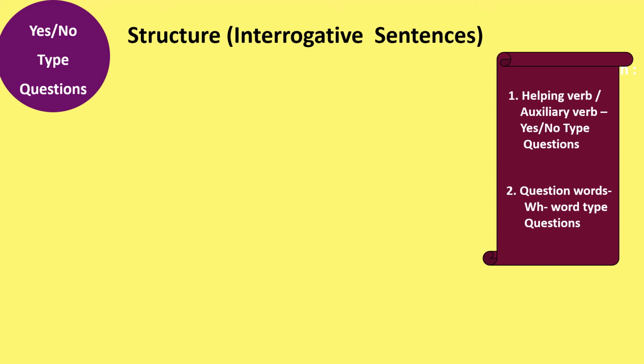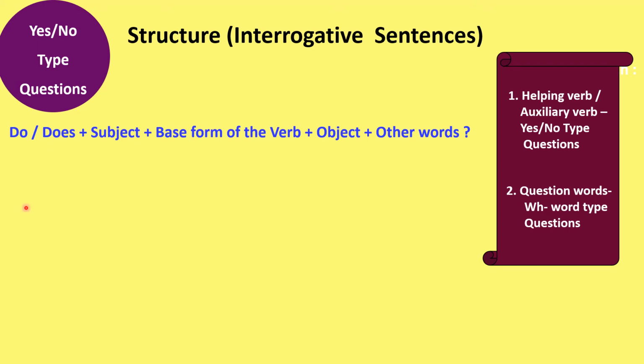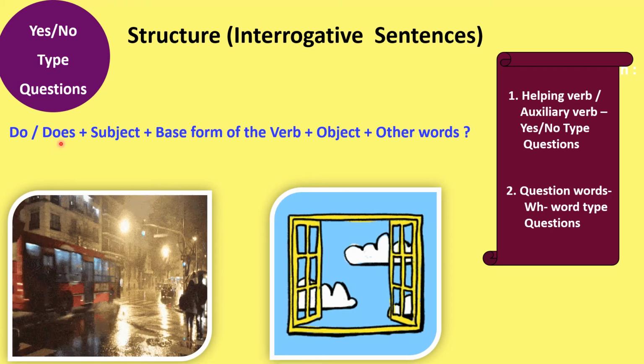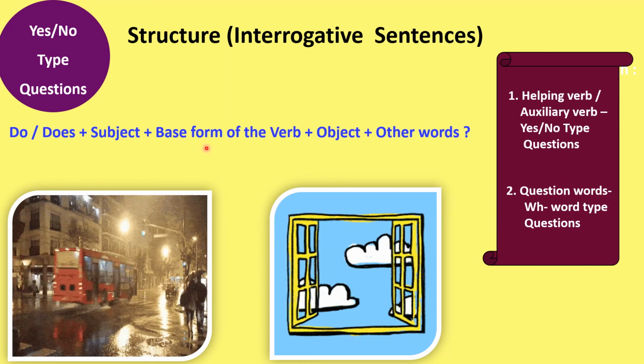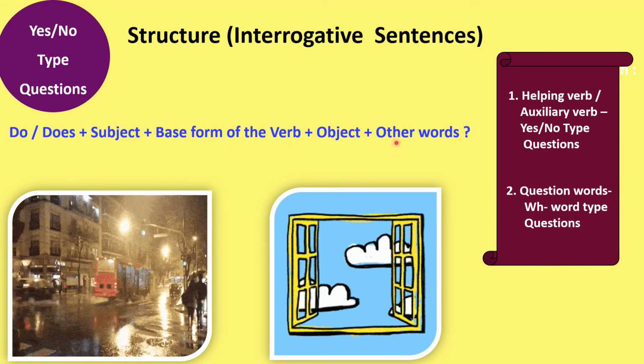Well, I was talking to you about interrogative sentences, and I've already told you that there are two types. One is yes or no and the other one is WH. Now, yes or no type structure will be, you will have to begin with do or does, followed by a subject and then a base form of the verb, object and other words.